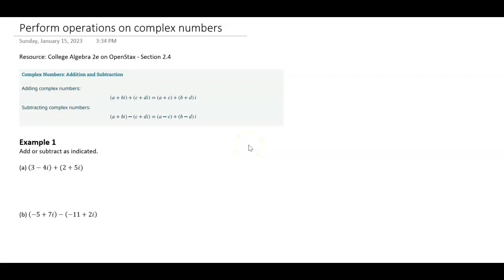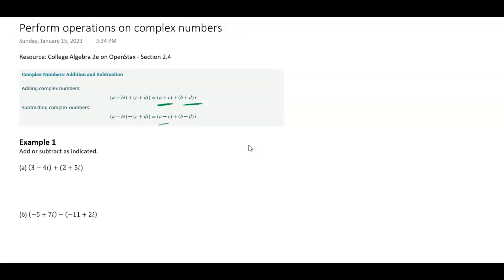Now that you have been introduced to how to find the square roots of negative numbers and how to write complex numbers with the real component, let's look at some operations on complex numbers. The first is going to be adding and subtracting. If you need to add two complex numbers, then you just add their real components and add their imaginary components.